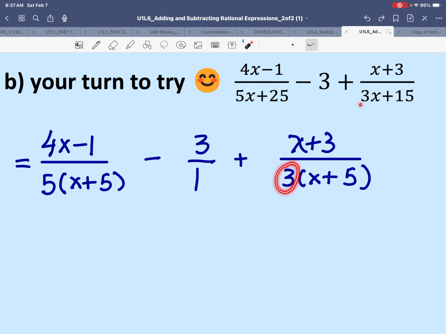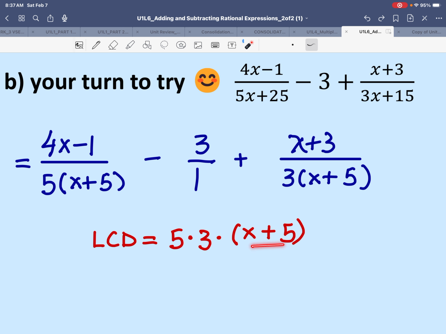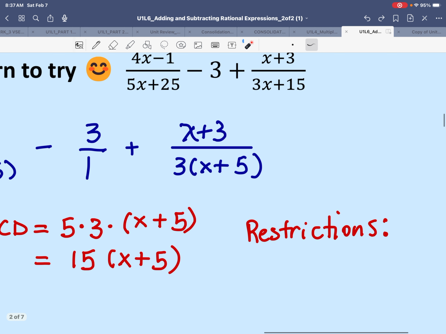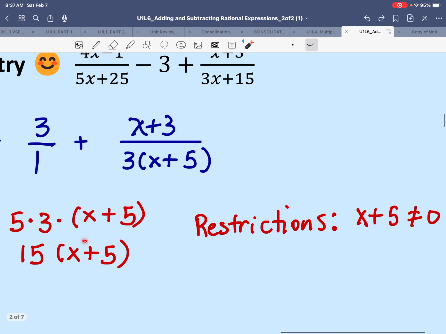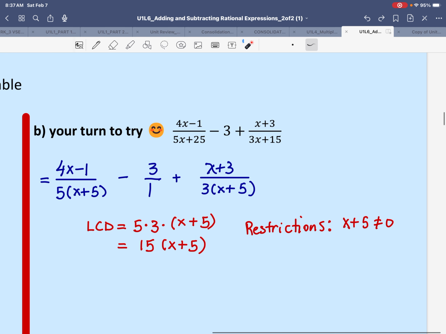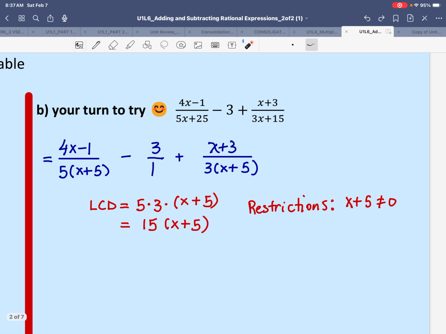Now, as you can see here, we have a common factor of x plus 5. 5 and 3 are not common, so that will help us determine the lowest common denominator as 5 times 3 times x plus 5, which is common, and in a more simplified form, the lowest common denominator will be 5 times 3, 15, and then times x plus 5. Since we are at the lowest common denominator, we'll state the restrictions as well. The only part that can make this denominator 0 is x plus 5 being 0, so we're going to say that x plus 5 has to be different than 0, which makes x different than negative 5. This would be the restriction.